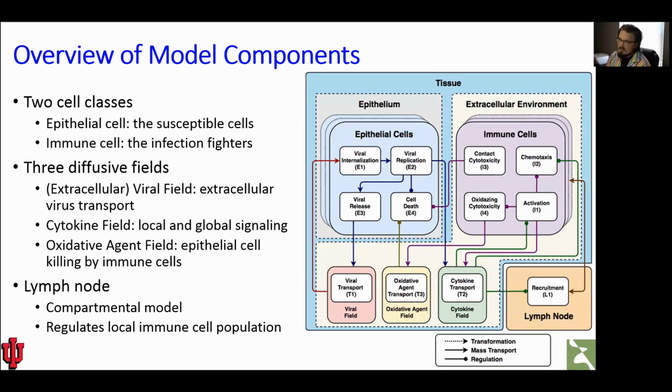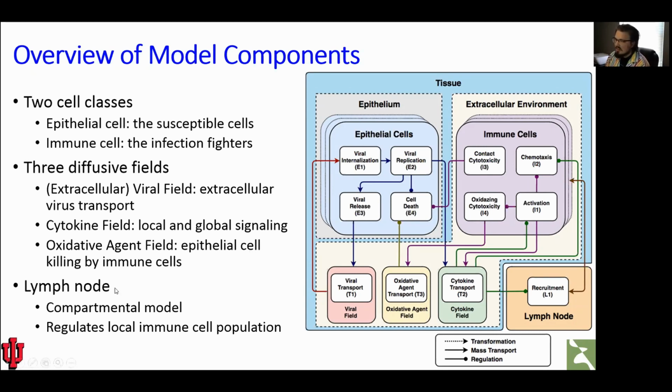There's then also our generic cytokine field that we use to map the effects of both local and global signaling by infected cells and immune cells. And then secretion of an oxidative agent, which is something like a reactive oxygen species that immune cells can produce to kill epithelial cells when activated.